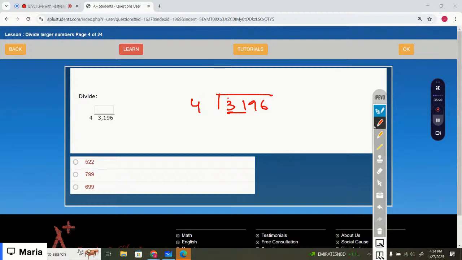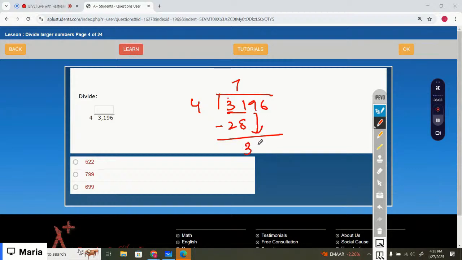Now you need to count the table of 4 until 31. So 4 times what number is 31, or the number that is less than 31? That is 4 times 7 is 28, because 4 times 8 is 32. 32 is greater than 31, so we can go for a smaller number. 4 times 7 is 28. You have to subtract: 31 take away 28 is 3.